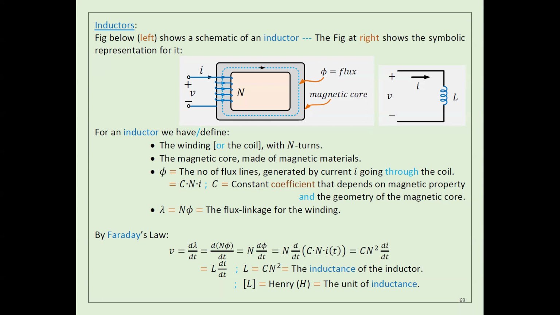So that means the voltage should equal N d phi by dt, also should equal C N squared di by dt, because you have constant, and because it's also equal L di by dt. Now I can say L is equal to C N squared. C is constant, N is the number of turns, okay?